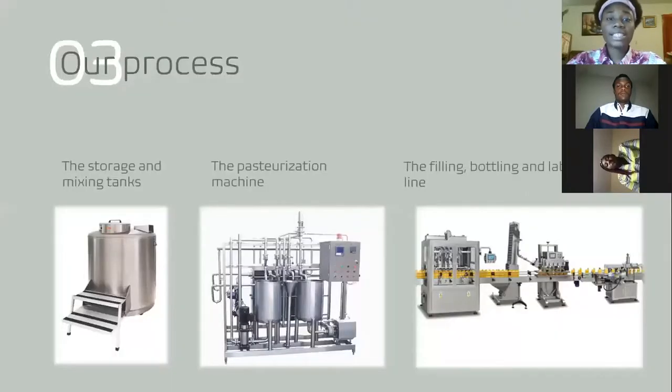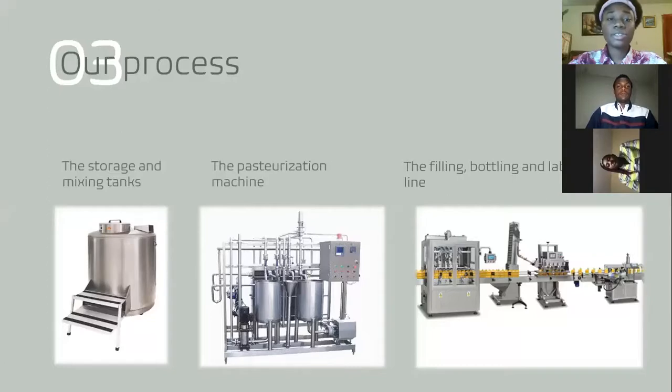Each product has its own production line. For each type of juice, we proceed in tanks for the mixing. When the mixture is ready, we use a pasteurizing machine to keep the juice longer because natural juices are easily perishable. We use the fast pasteurizing method, which consists in heating the juice for 10 to 30 seconds at 80 to 95 degrees Celsius, just to keep the nutritional values of the juice.